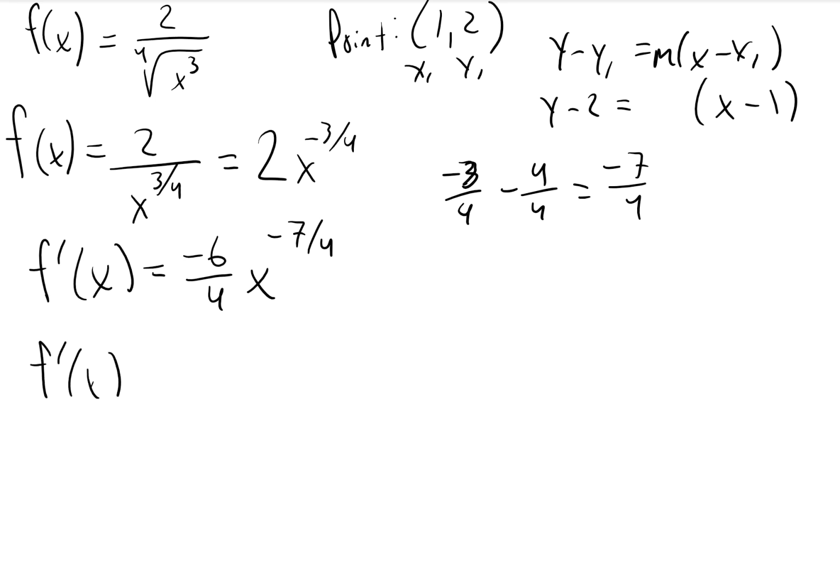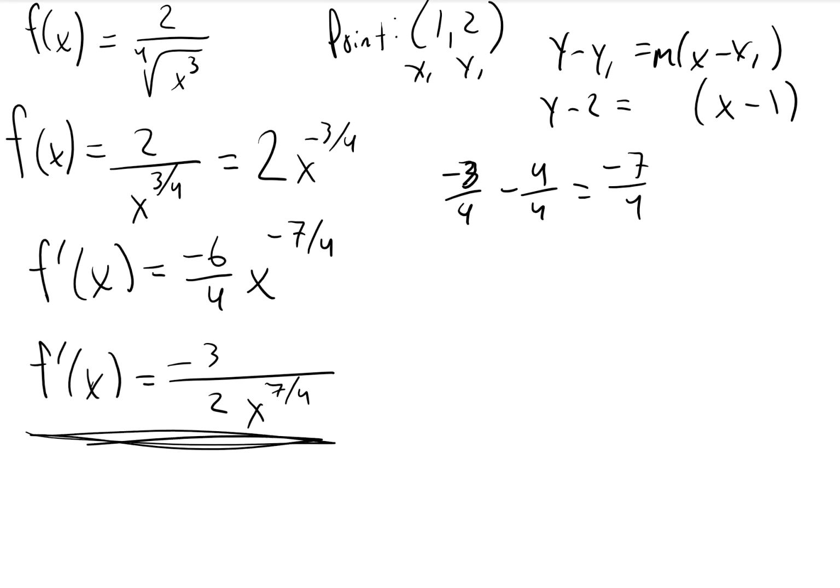And just out of habit, I'd like to reduce this. I definitely want to reduce this. 6/4 will reduce to 3/2. And x to the -7/4, I'm going to move this back to the denominator and make it x to the +7/4 down in the denominator. So this will tell me the slope of the line for any value of x.